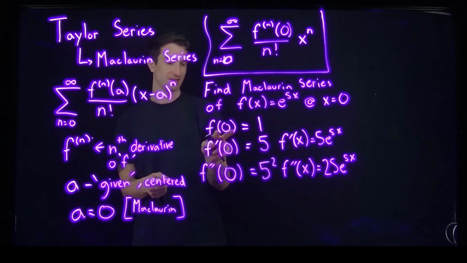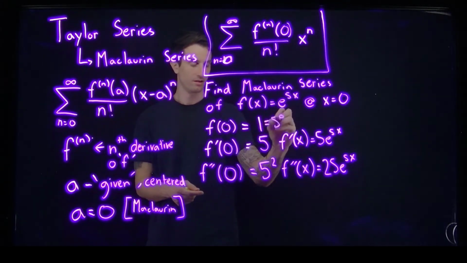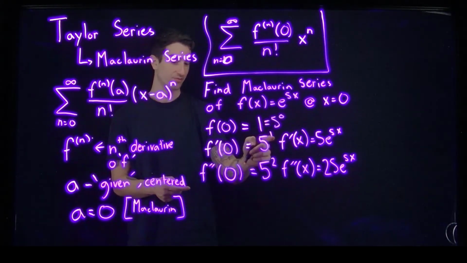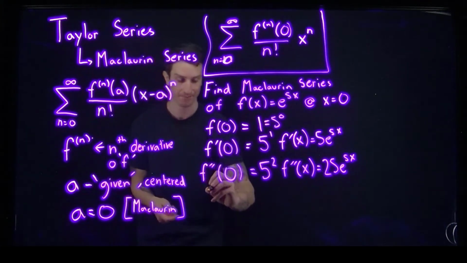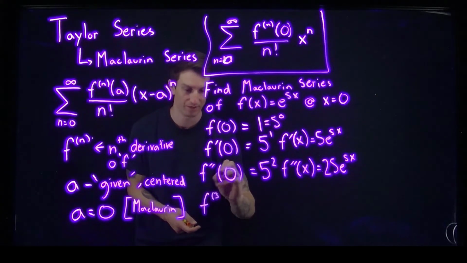If I take the 0th derivative, right, I get 5 to the 0. If I take the first derivative, I get 5 to the first. If I take the second derivative, I get 5 to the second. You can imagine what's going to happen here. Let's say the third derivative. We normally don't put 3 dashes. We'll just put it as such.